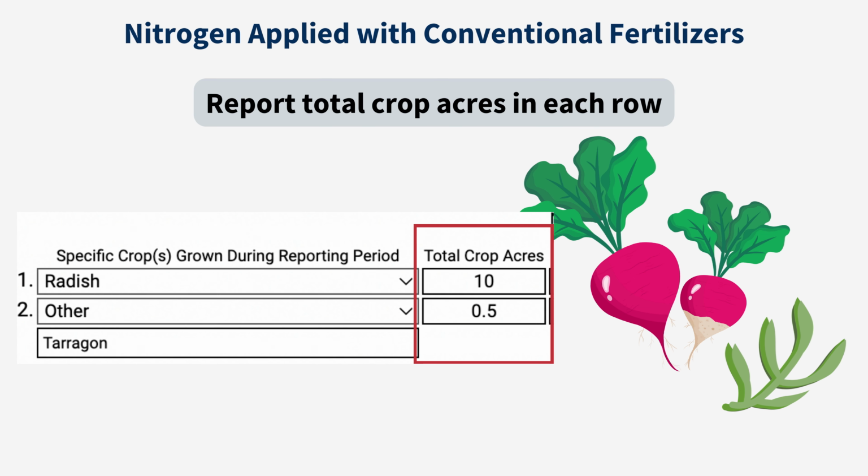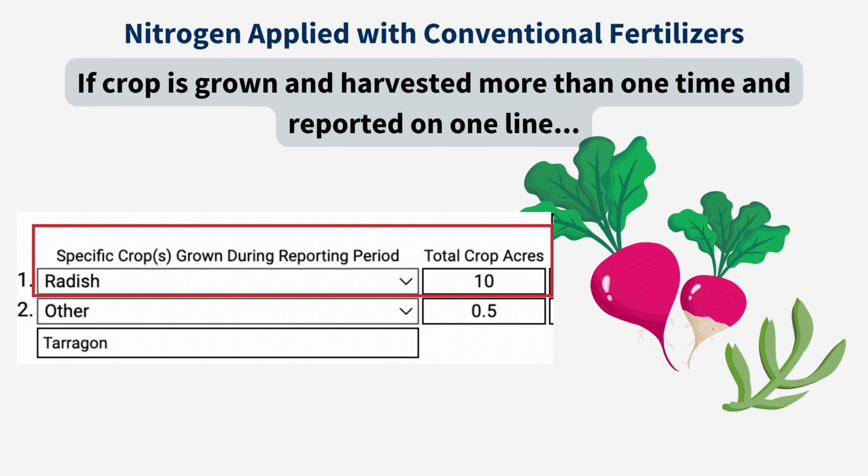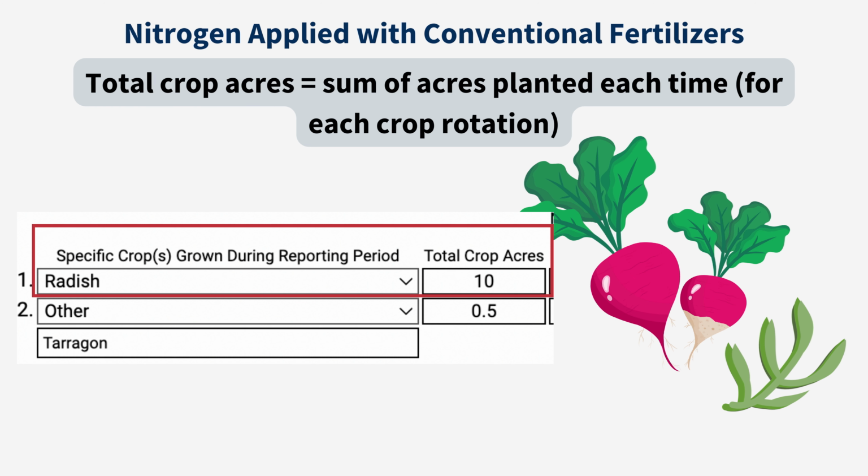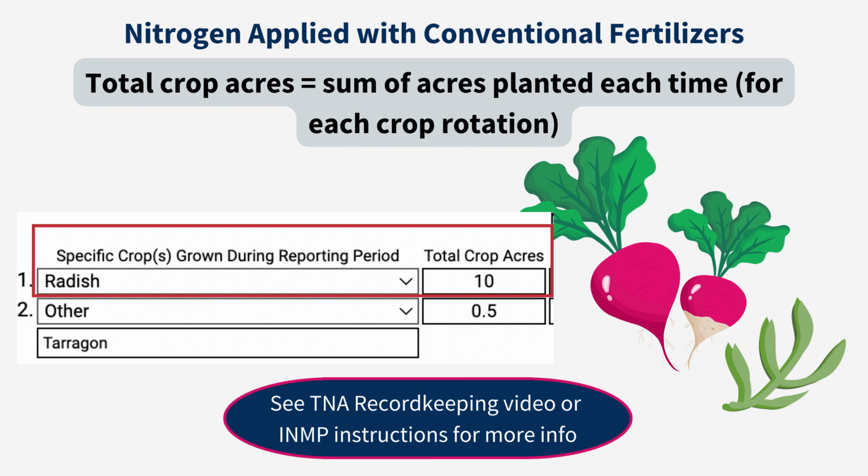Report the total crop acres in each row for the specific crop reported. If a specific crop is grown and harvested more than one time during the reporting period, January 1st to December 31st, and the specific crop is being reported on only one line, then the total crop acres for that crop should equal the sum of acres planted each time for each rotation. Refer to the TNA record-keeping video or INMP Summary Report for instructions and details on determining crop acres.